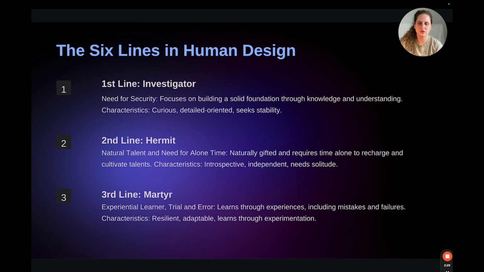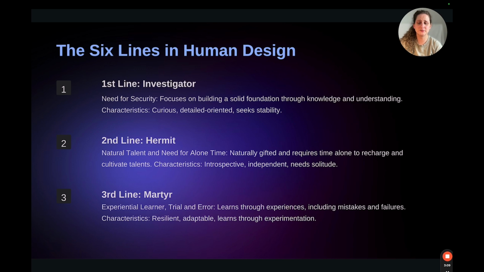First line, the investigator. It's a need for security. Focuses on building a solid foundation through knowledge and understanding, and characteristics are they're curious, detail-oriented, and seek stability. Remember that your profile is going to be a combination of 2 of these lines that we're going through. You'll get to find that on your Human Design chart if you haven't already. Second is the hermit. Natural talent and a need for more alone time. Naturally gifted and requires time alone to recharge and cultivate talents. The characteristics are they're introspective, independent, and they like their solitude.